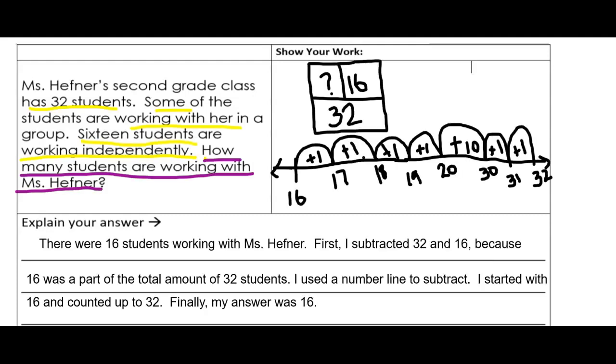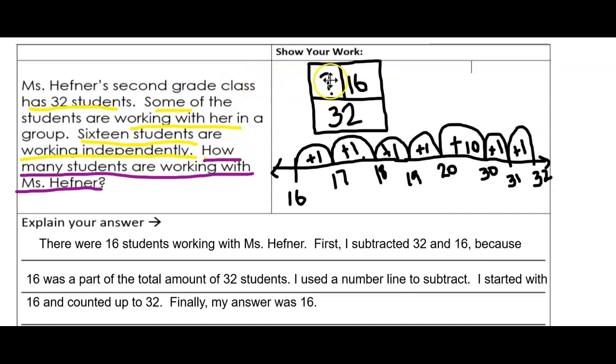Welcome back, boys and girls. Now let's check to see if your answer was correct. First, we learned that Mrs. Hefner's second grade class had 32 students. That was the total amount of students in the classroom. So we put 32 at the bottom of our part total box. Then we learned that some of the students are working with her in a group. Do we know how many some is? No. So that's the unknown number.